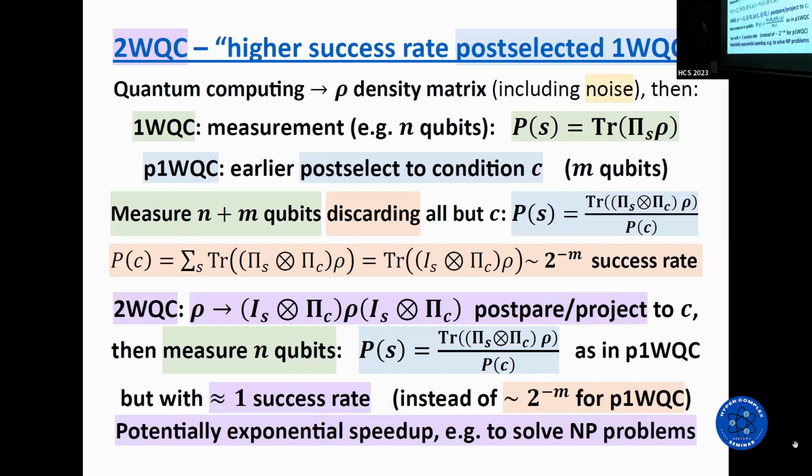So in two-way quantum computers, you get something similar to post-selection, but the success rate should be close to 1. So in theory, we could get an exponential speed-up, for example, to solve hard problems. Yeah, so that's the goal here. The probability should be the same as post-selection, but there is no longer a low success rate. It should be close to 1.